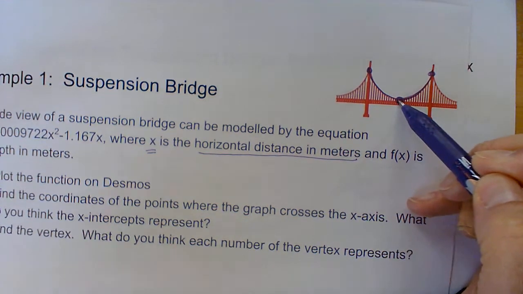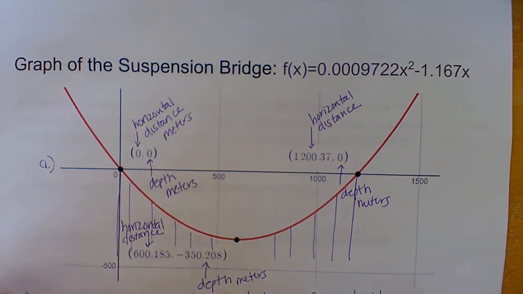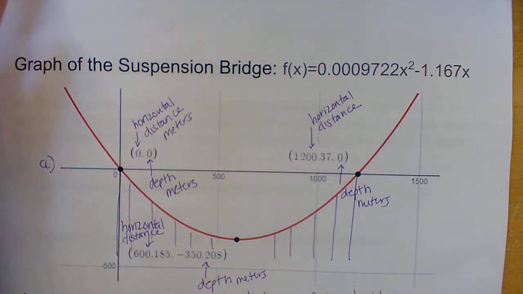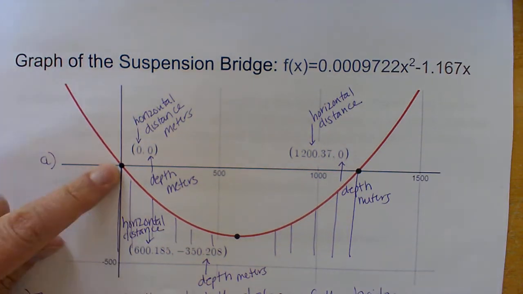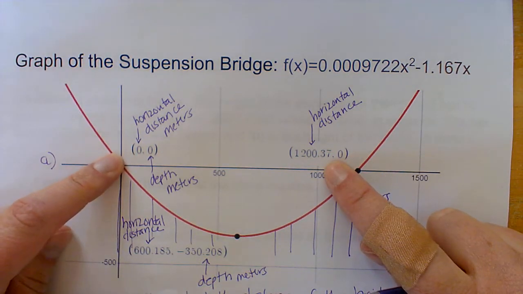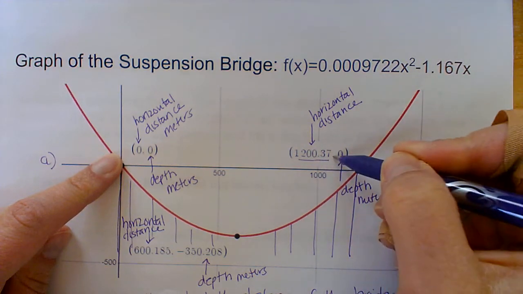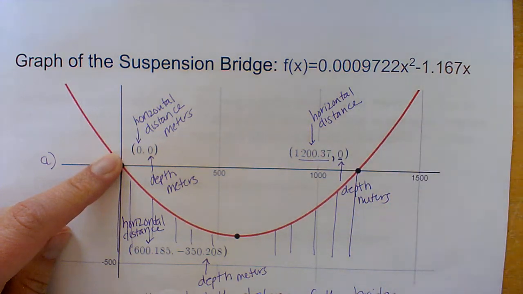So how the depth of it, actually bridge level I should say, we're traveling probably over something, so there's no ground. Okay, so the first question, part B actually: find the coordinates of the point where the graph crosses the x-axis. So here's the first one, and we see that it's at 0, 0, and here's the second one, and it's at 1200.37, comma 0.